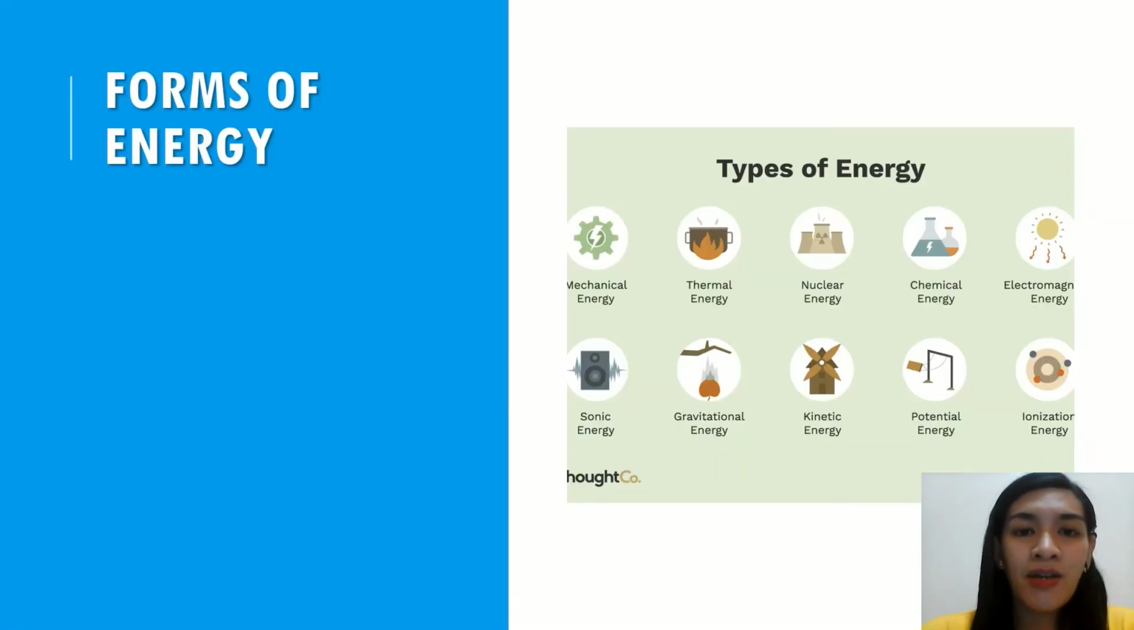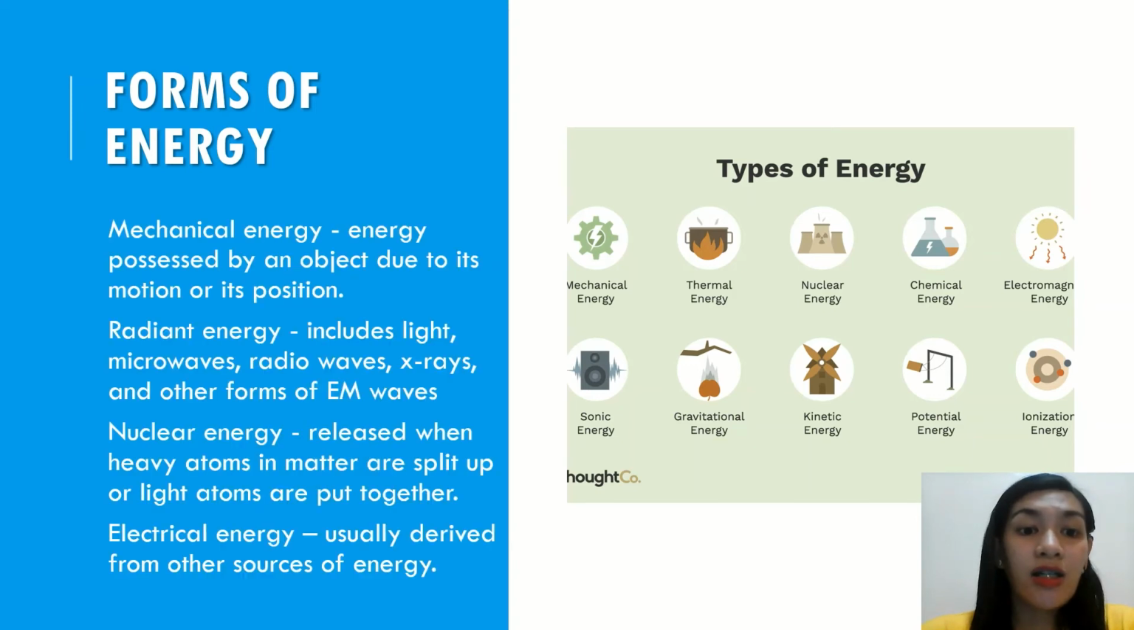Now there are different forms and types of energy, but we would be highlighting two in this video. You have your kinetic and potential energy. The different forms of energy, you have your mechanical, radiant, nuclear, electrical. You also have your chemical, gravitational, thermal, and others.